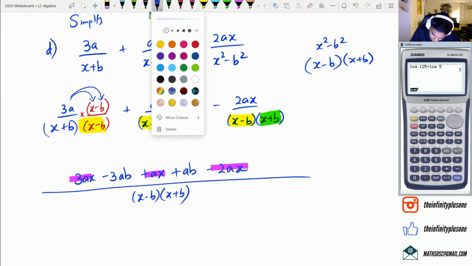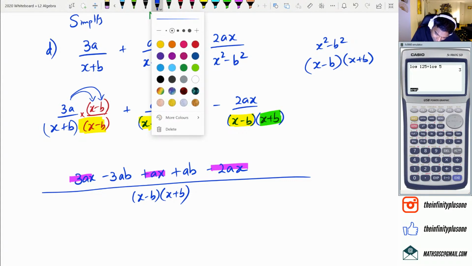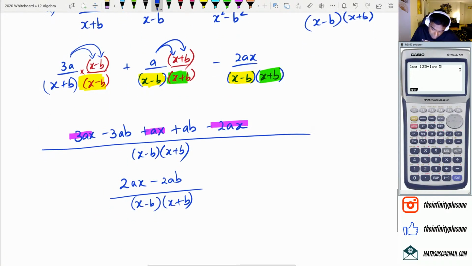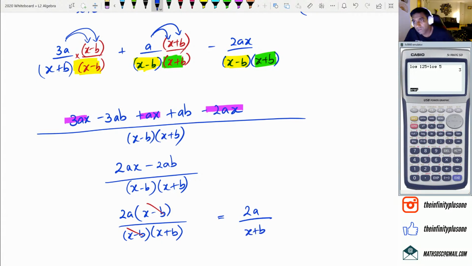Putting that together, we're going to get, I lost my pen. So what have we got? 2ax minus 2ab over x minus b and x plus b. Now we can't actually stop the question here because we can still factorize it a little bit further. We've got 2a as a common factor, which means we're going to get 2a times x minus b over x minus b times x plus b, and at this point we can cancel out our two common factors, and so our final answer, fully simplified, is 2a over x plus b.